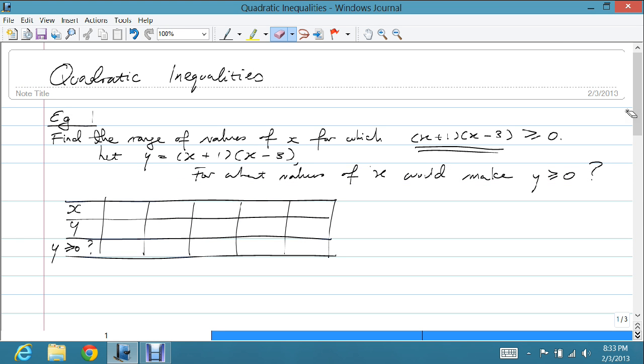Alright, today we're going to look at quadratic inequalities. Okay, let's start off with the first example. Find the range of values of x for which (x + 1)(x - 3) is bigger than or equal to 0.